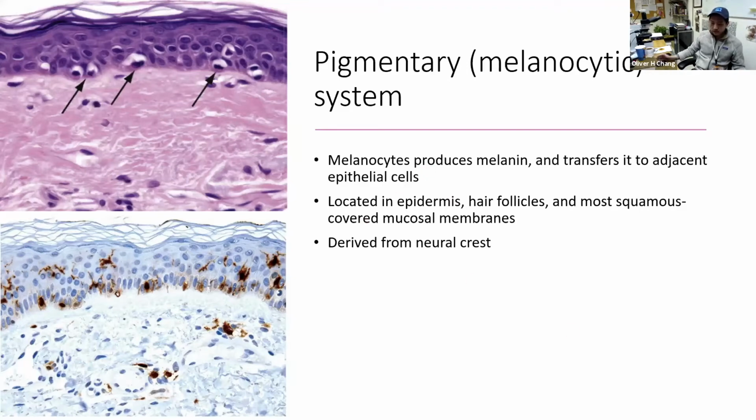Melanocytes are everywhere. They're derived from the neural crest. They belong in basically every body compartment. They're in the epidermis, hair follicles, mucosal membranes.